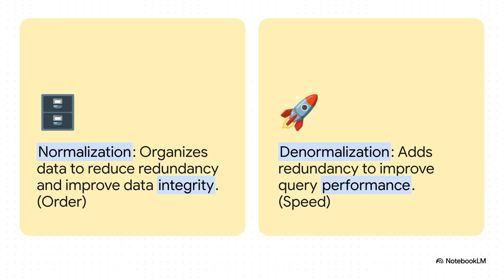Think of it this way. Normalization is about organizing your treasure room perfectly, with everything in its proper, non-repeated place to make sure your data is clean. Denormalization is about putting a few gold coins right by the door so you can grab them as fast as possible. You're sacrificing a little bit of order for pure speed.